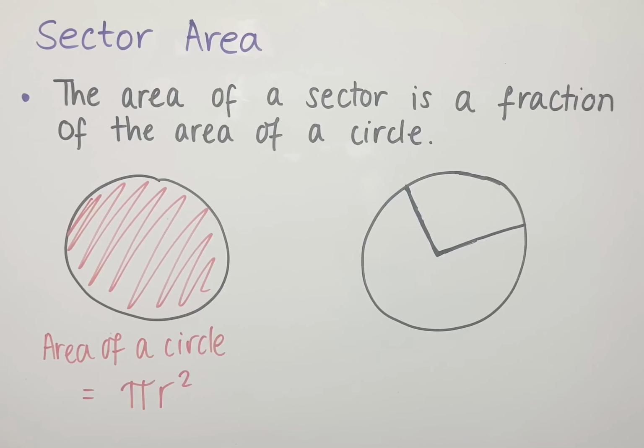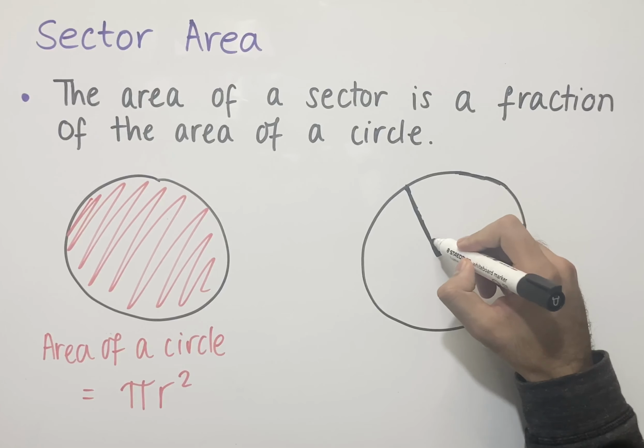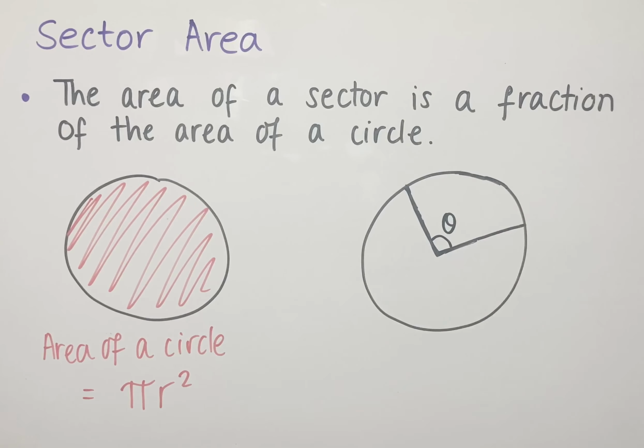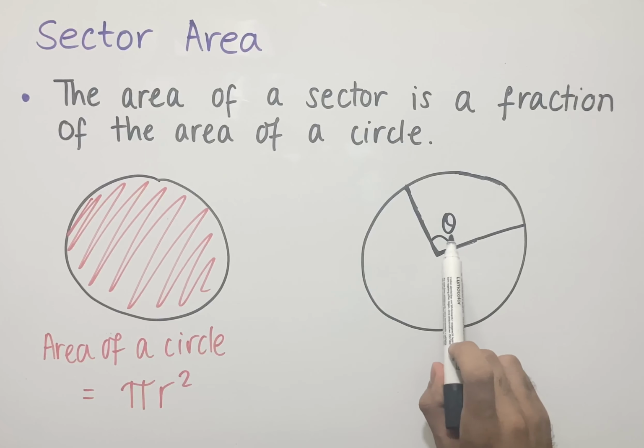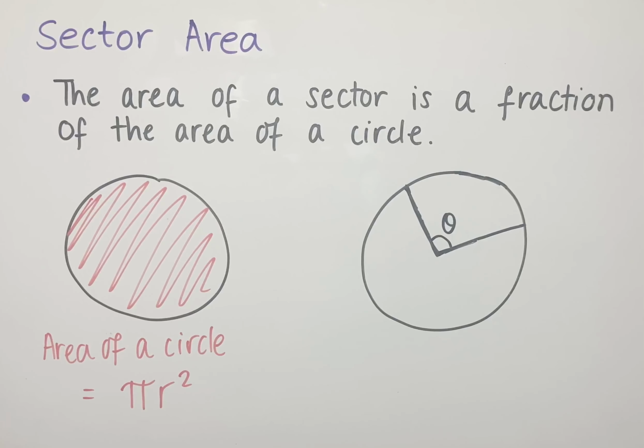If we wanted to work out the area of a sector, let's say we had an angle of theta here, then we would use the following formula. In a circle, there are 360 degrees, and this sector takes up theta degrees of the circle. The area of the sector would be given by the following formula.